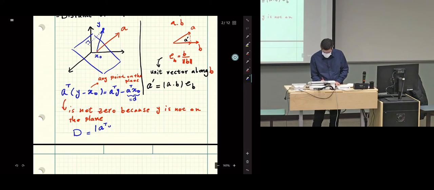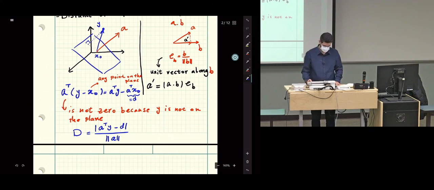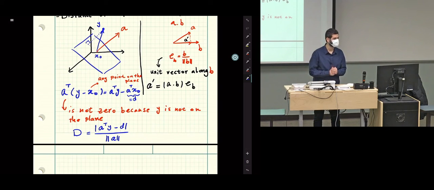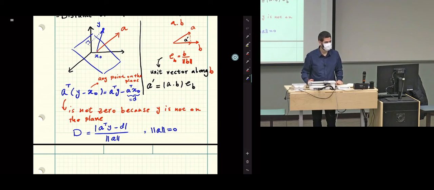A transpose Y minus D divided by norm of A. And obviously, A must not be a vector of 0. We wouldn't have a plane to begin with. So this formula is assuming there is a plane, because if norm of A is 0, A is a vector of 0, there is no plane. So in practice, we write it like this, but in practice, you're not going to have any problem because there is a consistent plane to begin with.